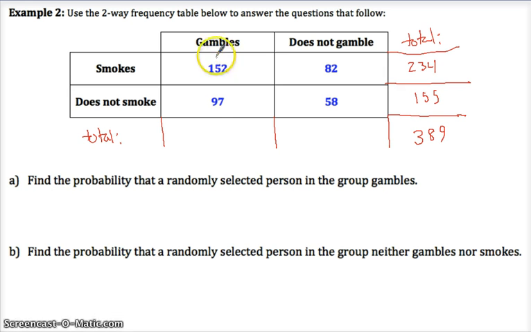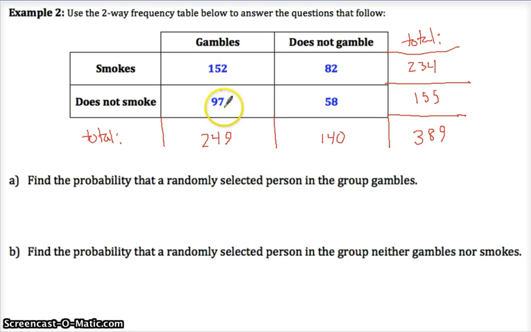That's really nice. And then the total number of gamblers, if we add up whether or not they smoke, would be 249, I think. If we add up all the non-gamblers, that's 140, and hopefully this adds up. Good, it does. Okay, so that's great, because these numbers in red now are going to be our denominators for stuff. Okay, find the probability that a randomly selected person in the group gambles.